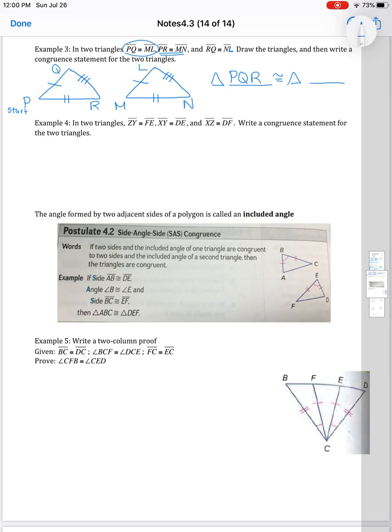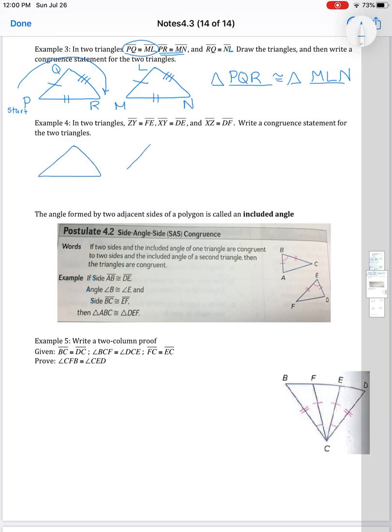So we said PQ and ML, PR and MN, and RQ and NL are congruent. So our triangles are drawn. Now what we're going to do is we're going to say triangle something is congruent to triangle something. And if you chose to draw it in the same fashion that the congruent statements came, it's going to be nice and easy. So I'm going to start at P, and I'm going to work my way around the figure. I'm going to go PQR.